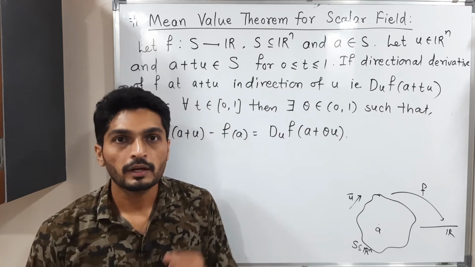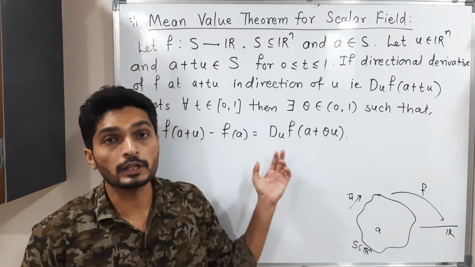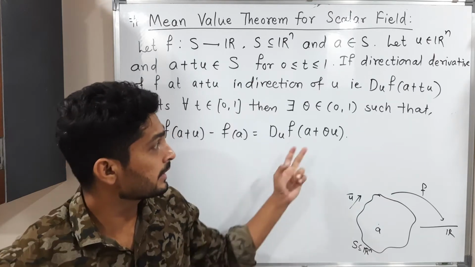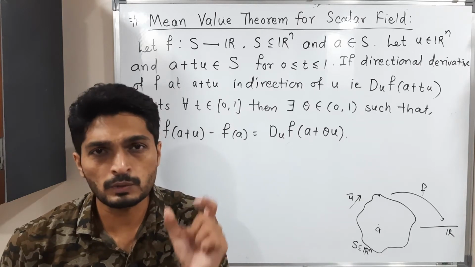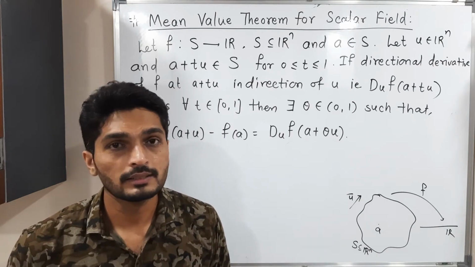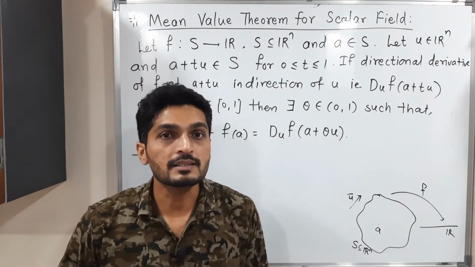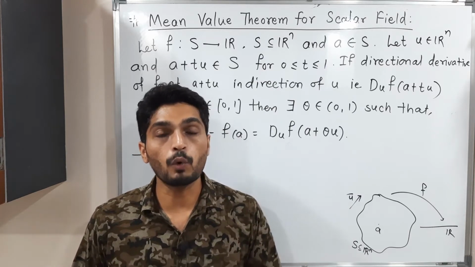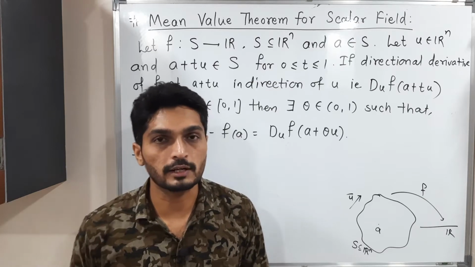What we have to prove? f of a plus u minus f of a is equal to the directional derivative of f at a plus theta u in the direction of u. What is theta? Theta is any real number which lies in the open interval 0, 1. So we have to prove it. See, the proof is a little bit constructive. Constructive means we have to define some functions on our own, and with the help of them we have to prove this theorem.